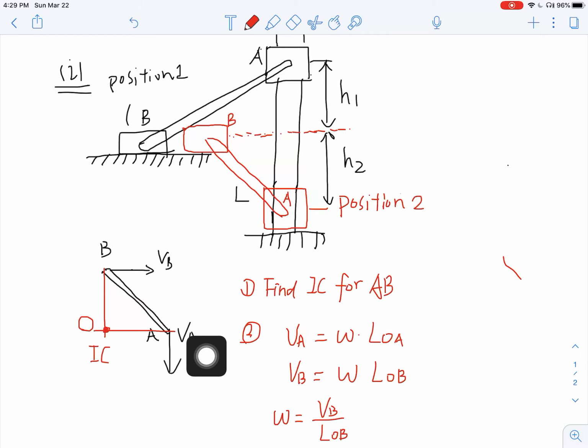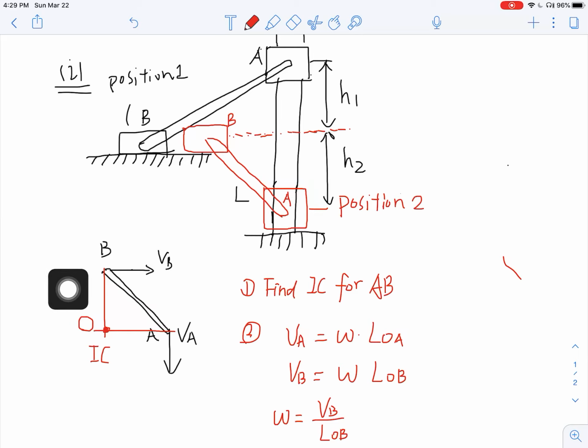So if we have this AB, we know the direction of velocity at point A goes down and the velocity at point B goes to the right. Therefore, we can draw two perpendicular lines to those two velocities. Then we have this intersection O, which is the instant center of this bar AB.